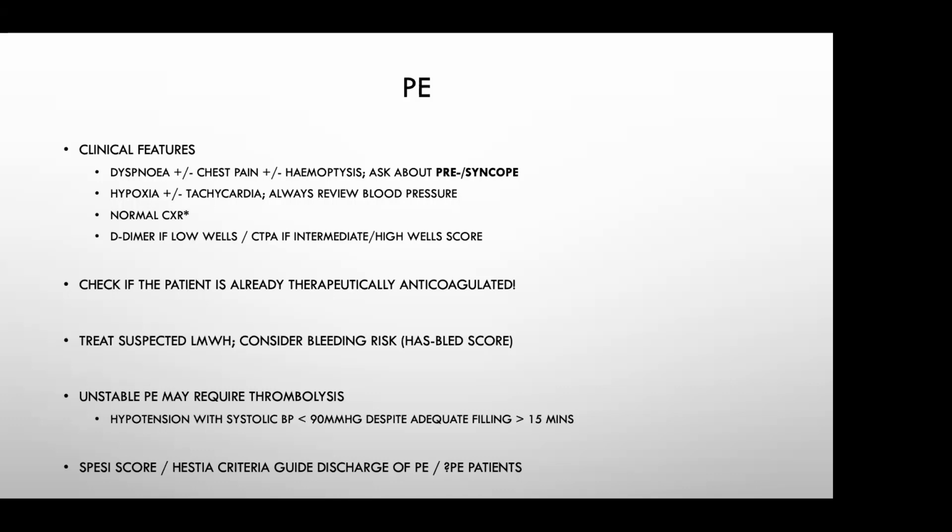Normal chest x-ray. So, if you've got a patient who is young and well and they've got a normal chest x-ray, then your index of suspicion for a PE is higher. Similarly, if you've got someone who's got chronic respiratory ailments and actually the chest x-ray looks largely unchanged, then it's worth considering a PE.